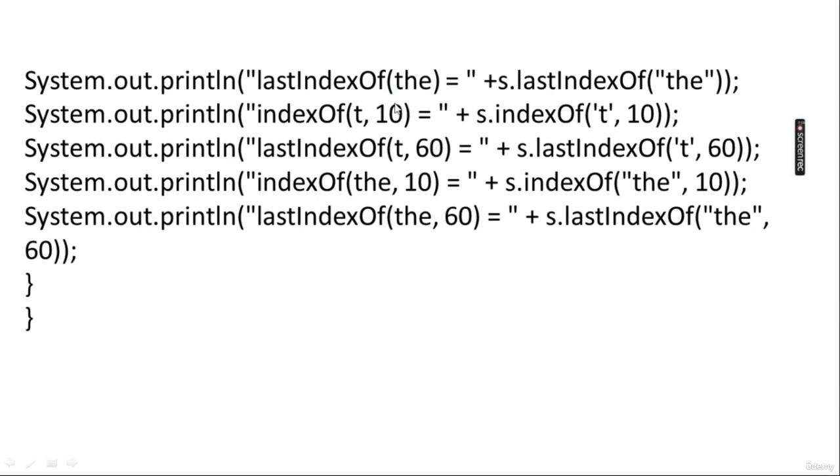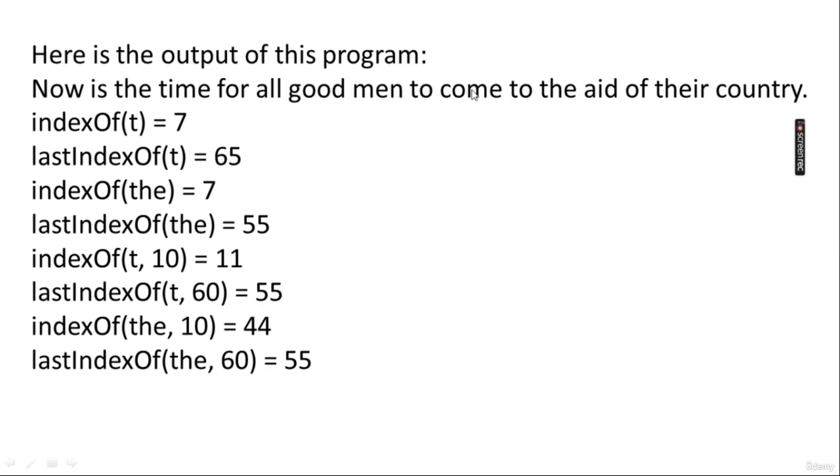This is the start index. After 10, where is the first occurrence of 't'? After the 10th index, it will give you the result. Where is the last occurrence of 't' before this 60? In the reverse order, from right to left, it will give you the result here. Then indexOf("the", 10) and lastIndexOf("the", 60). It will give you different results: indexOf, lastIndexOf, indexOf the, lastIndexOf the, and so on.